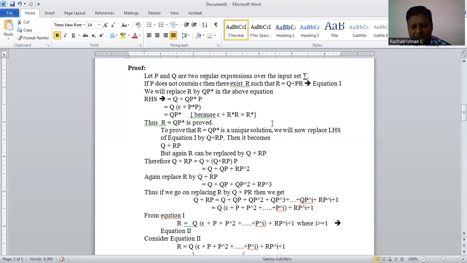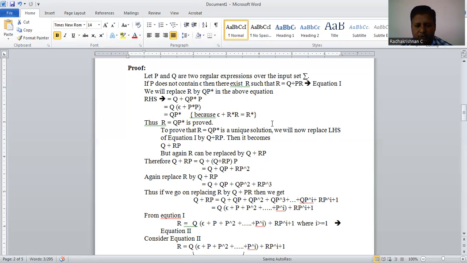So in the first set of terms, we have the common term Q, which we take outside. So Q into epsilon plus P plus P squared plus etc. up to P power i, plus RP power i plus 1. So we know from equation 1 that R equals epsilon plus P plus P squared plus up to P power i plus RP power i plus 1, where i is greater than or equal to 1.